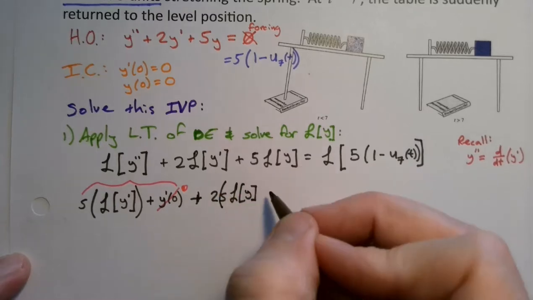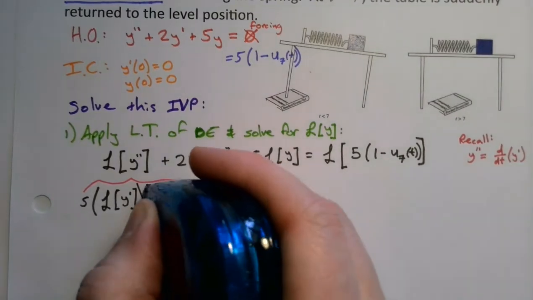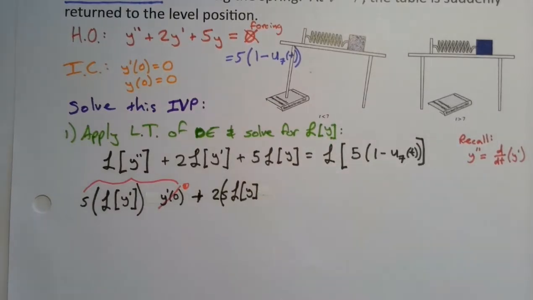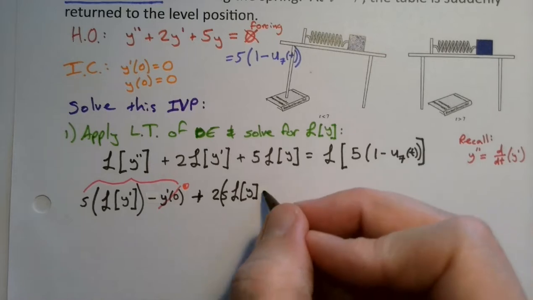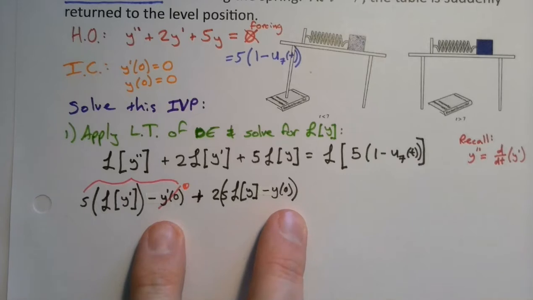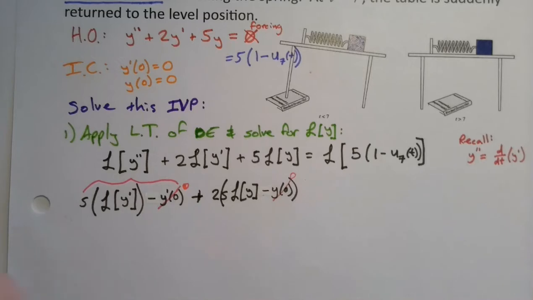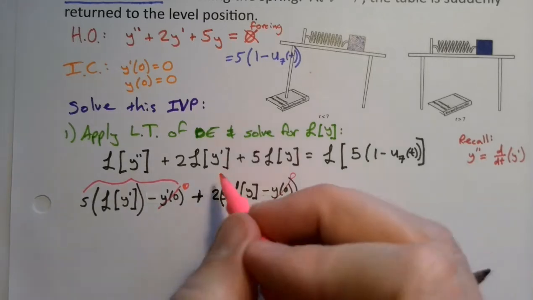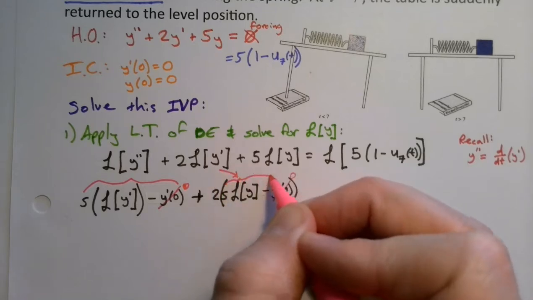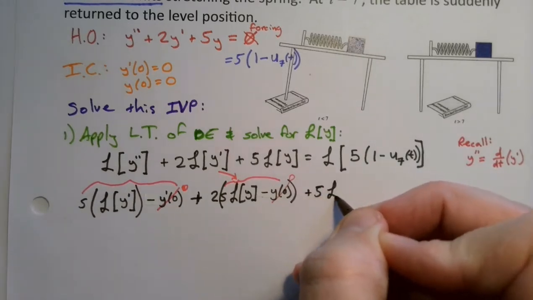Sorry, the 2 should be on the outside here. Plus, or not plus, I did it again. These are supposed to be minus. I know the formula, I just forget sometimes. That's minus y prime of 0, and that's minus y of 0. Now, fortunately for us, neither one of those makes a difference because thanks to our initial conditions, both turn out to be 0. So all of this stuff is this stuff right here. And then, of course, we have plus 5 times the Laplace transform of y.